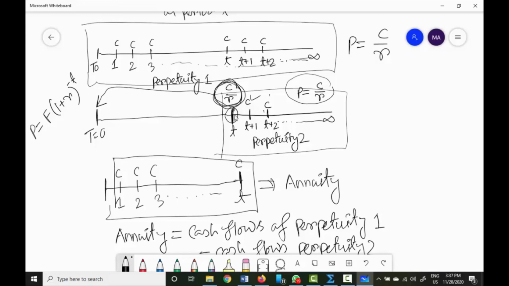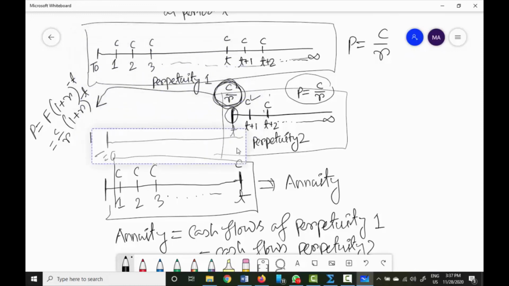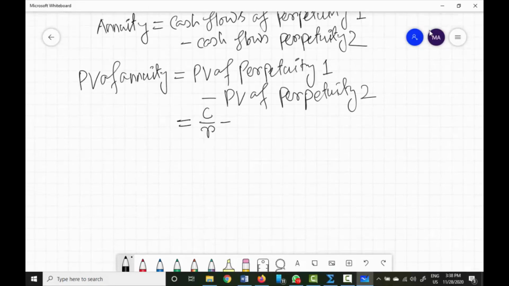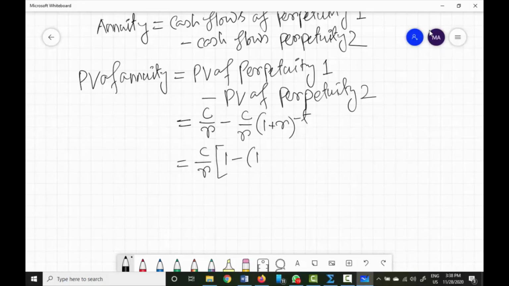So here this is the cash flow that we need to move back to period 0. So the present value of perpetuity 2 at period 0 is C divided by R multiplied by (1 plus R) power minus T. If you take C by R common, you will have 1 minus (1 plus R) power minus T. So this is the present value of annuity formula. That's how we got the present value of annuity formula.